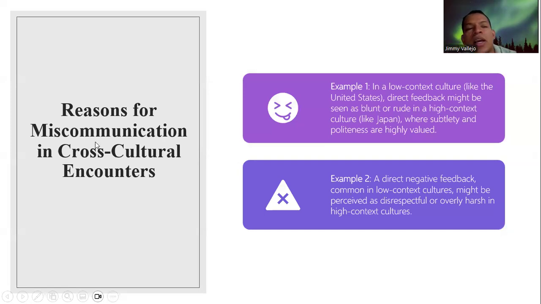Now, reasons for miscommunication in cross-cultural encounters. Here we have two examples. In a low context culture like the United States, direct feedback might be seen as blunt or rude in a high context culture like Japan, where subtlety and politeness are highly valued. The second example is direct negative feedback, common in low context cultures, which might be perceived as disrespectful or overly harsh in high context cultures.